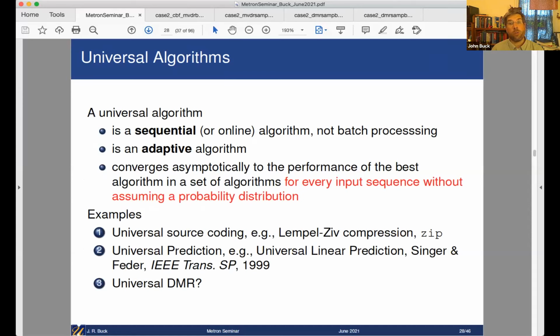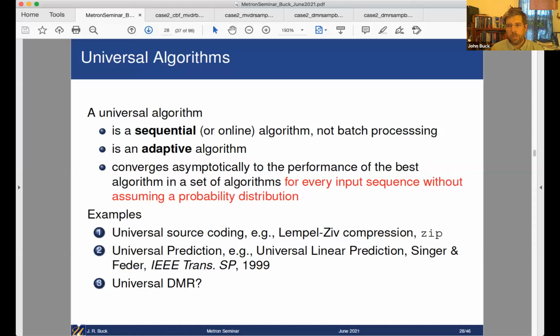It's an adaptive algorithm, which in fact, one of the early versions was called doubly adaptive by Ryabko. And this is very important. It converges asymptotically to perform as well as the best algorithm within a set of algorithms for every input sequence without having to assume a probability distribution. So it's sometimes called individual sequence convergence. So it's not about converging on average to be very good or converging with high probability. It's for every input sequence within a class, without assuming any PDFs over it, you can get very good performance.